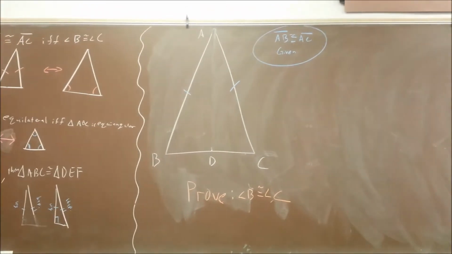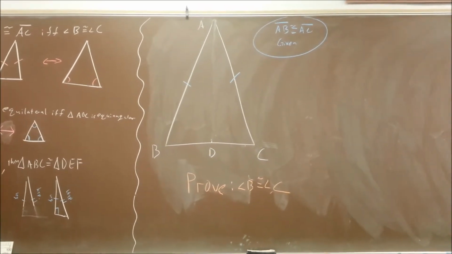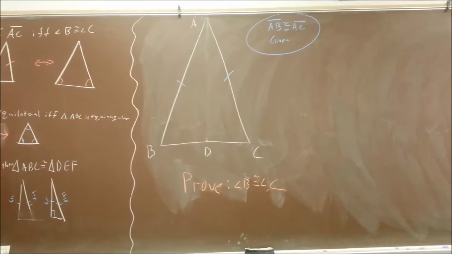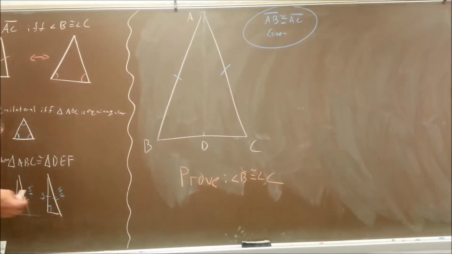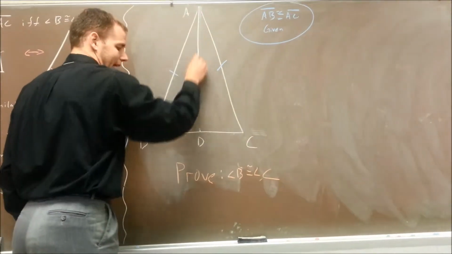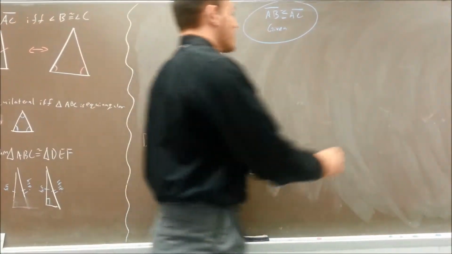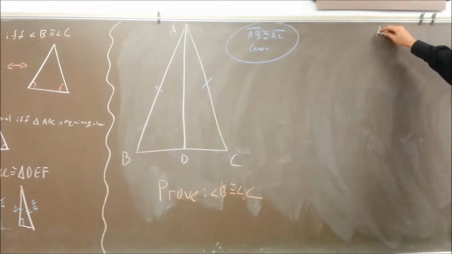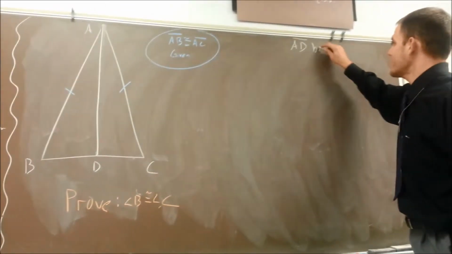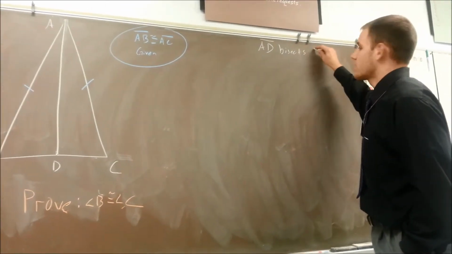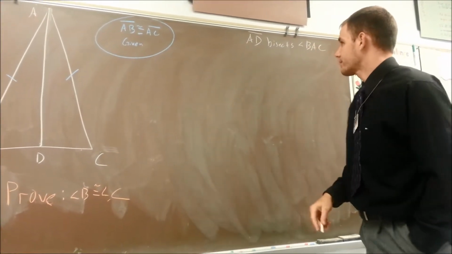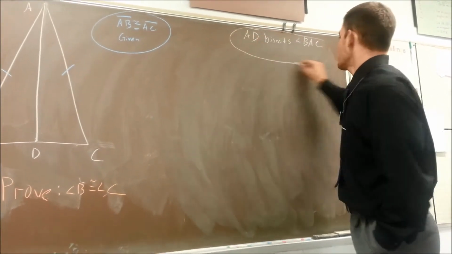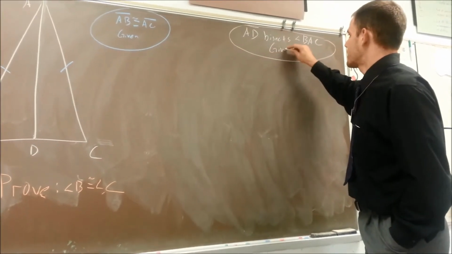We don't have enough information right now. Do you remember when we went out to the parking lot and we bisected the angles with the chalk and the string and everything? We're going to do the same thing here. We're going to make an angle bisector, and we're going to say AD bisects angle BAC. This is also going to be given.